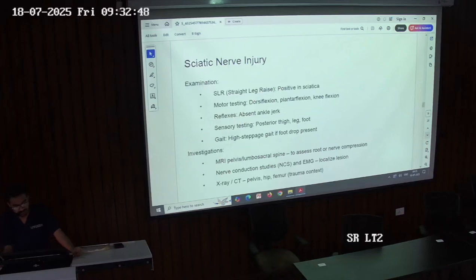Examination: SLR, the straight leg raise test, is positive in sciatica. When you ask the patient to raise the leg without bending the knee, they'll experience pain. It will be a positive test.